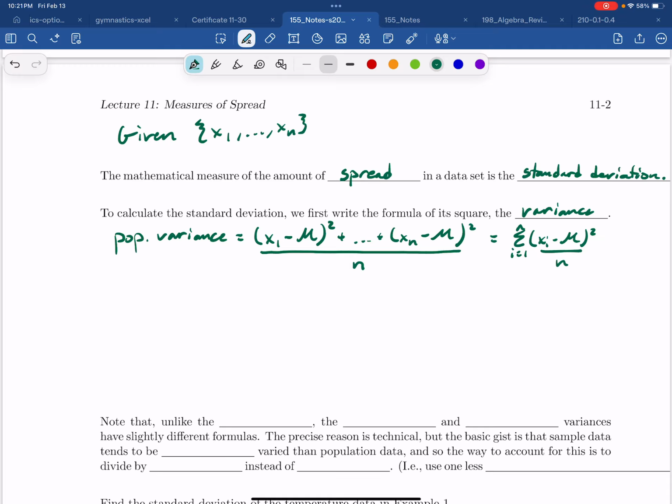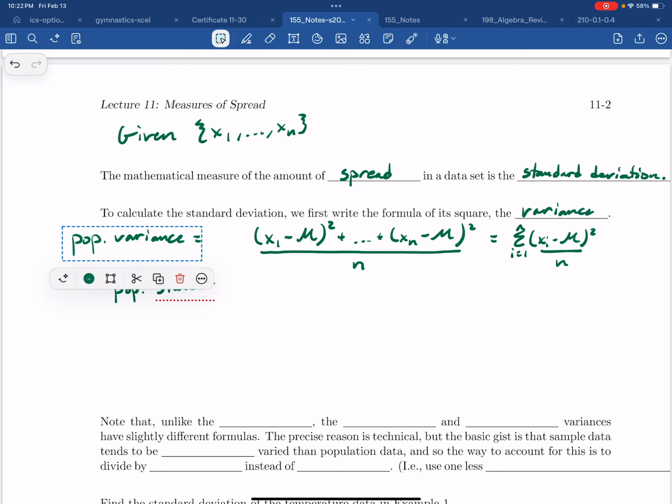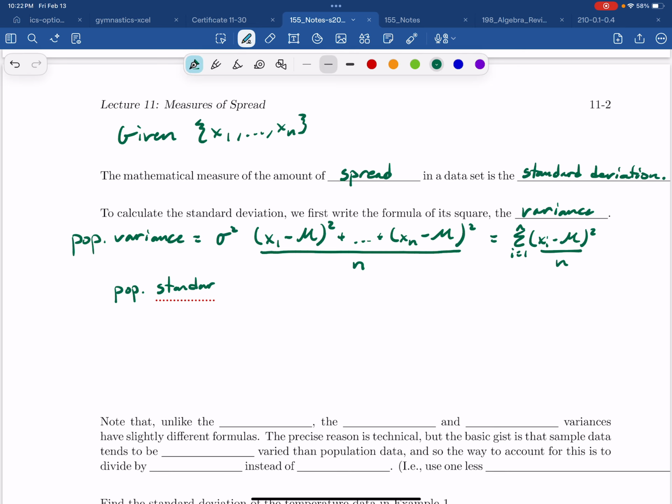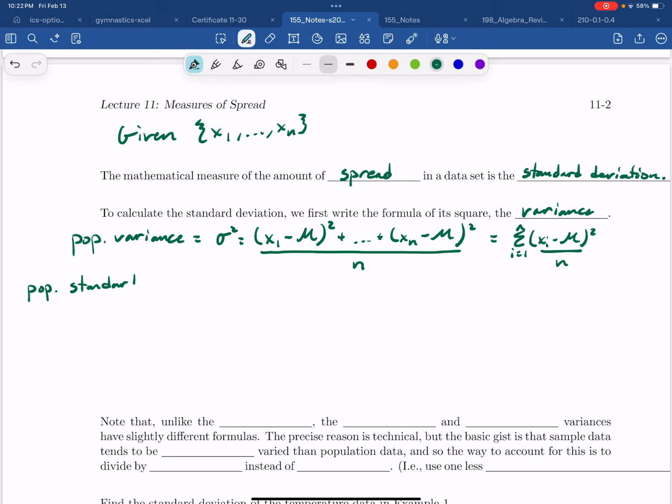Just one thing really quickly. I do want to write the notation for the population variance. This is sigma squared. That's a lowercase sigma, the Greek letter for S. So anyway, the population standard deviation is going to equal sigma, which is the square root of sigma squared.